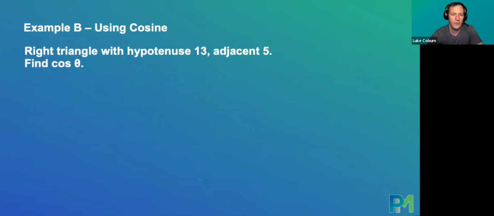Okay, great. The next one uses cosine. Again, a right angle triangle. Let's do it in a slightly different way this time. Let's make a right angle triangle and put the angle here. We'll call that angle theta. The hypotenuse is still the longest one, it's a right angle triangle, and the adjacent side is 5. Now we want cos theta.